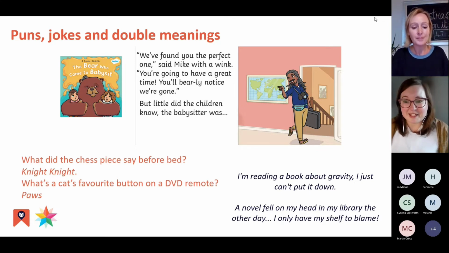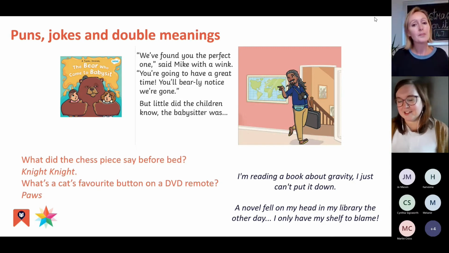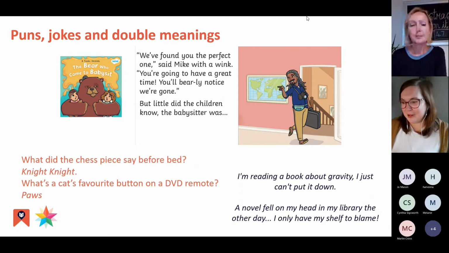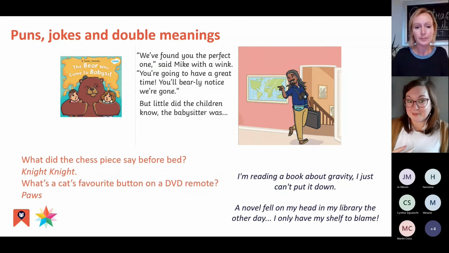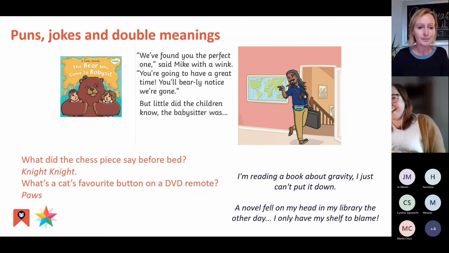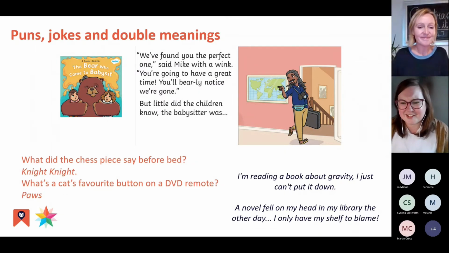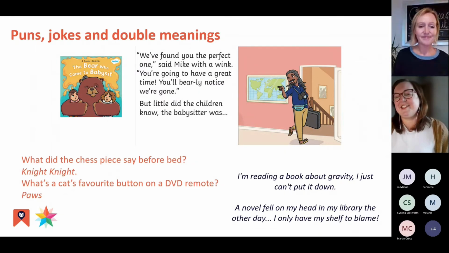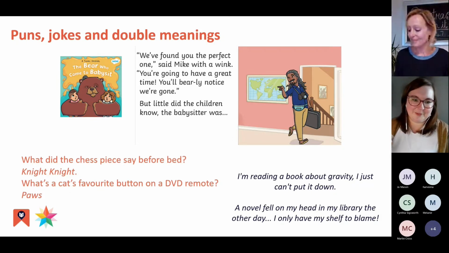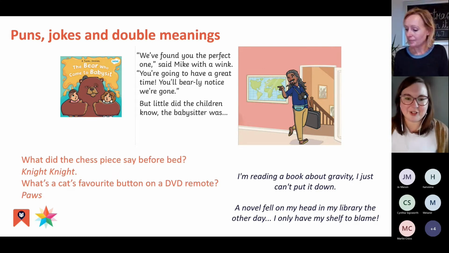So I think it's a really great place to start, particularly jokes, because it's a great way to look at homophones, so words that sound the same but have different meanings, and are sometimes spelt the same as well. So for example, the orange ones at the bottom: what did the chess piece say before bed? Night night. And it's just a funny way to explore that. So you could say to the child, what does that mean, night night? And hopefully they can pick out the two different meanings, the nighttime and the chess piece, the knight, as well.